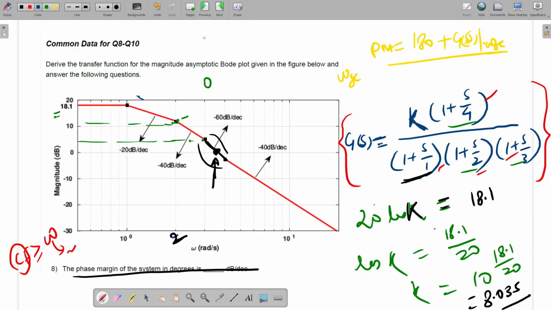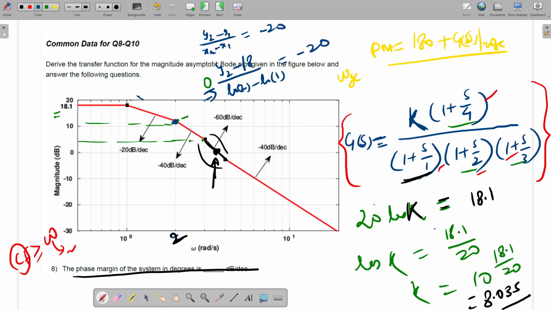Y2 minus y1, I will calculate one by one. Y2 minus y1 divided by x2 minus x1 is equal to minus 20, correct? So y2 minus y1, this value, this is y2. So y2 minus 18 divided by log 2 minus log 1. This should be equal to minus 20, correct? What will be the y2 value here?